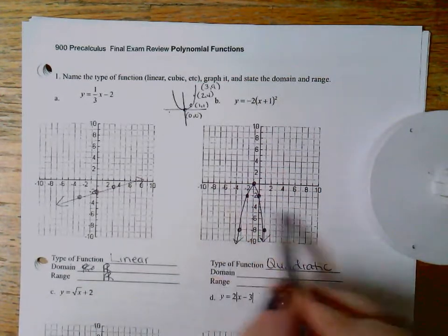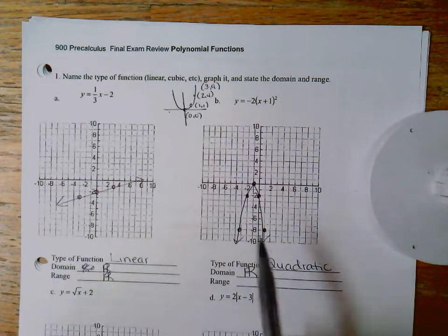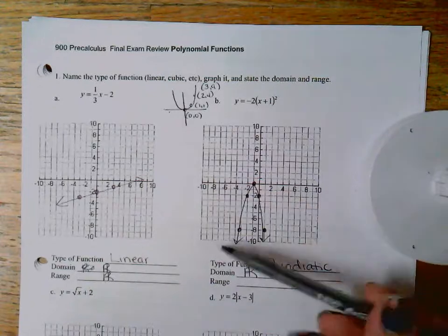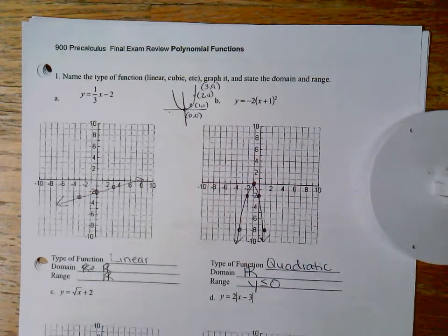So the domain of quadratic functions is all real numbers, and the range, all the y values are falling below the x-axis, so y has to be less than or equal to 0.